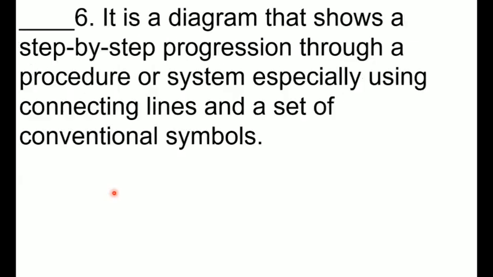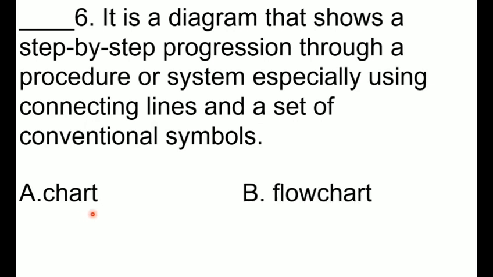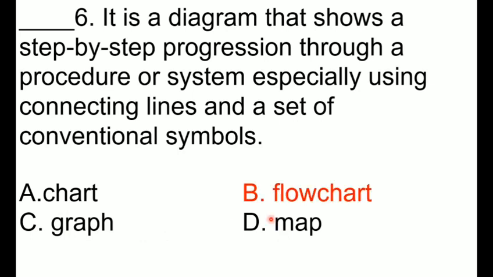Graph. Number 6. It is a diagram that shows a step-by-step progression through a procedure or system, especially using connecting lines and a set of conventional symbols. A. Chart. B. Flowchart. C. Graph. And D. Map. The correct answer is option B.